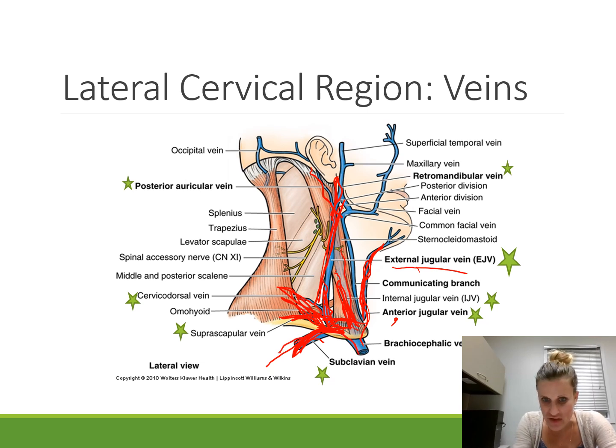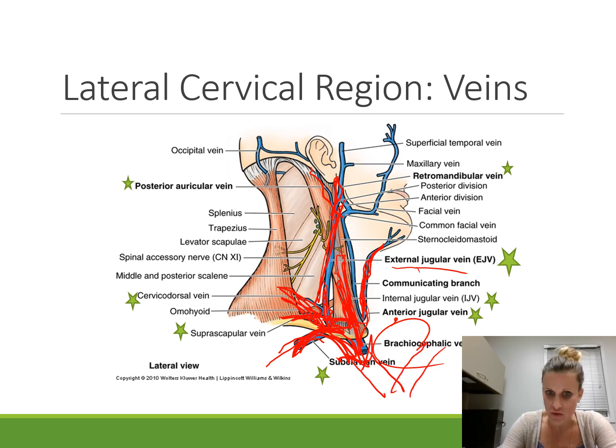Ultimately, the subclavian is coming in this way, and then the internal jugular vein is coming down this way, and they merge to form our brachiocephalic vein, right? And we'll have the brachiocephalic coming in like this, and then from the other side, the brachiocephalic will come in, and they'll form the superior vena cava that goes right into the top of the right atrium.